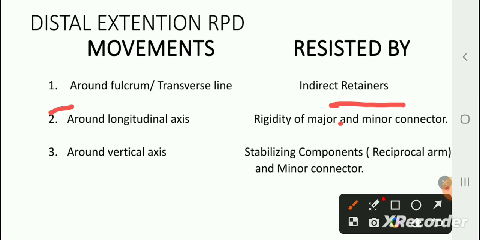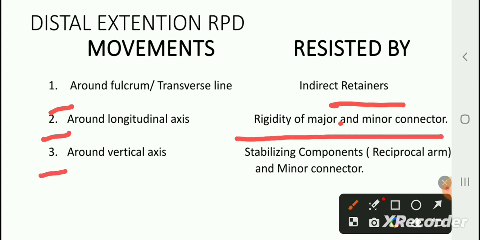And second is around the longitudinal axis. Rotation is in the frontal or coronal plane. Rotation around the longitudinal axis formed by the crest of the residual ridge, which is in the frontal or coronal plane. This type of movement is resisted by the rigidity of the major and the minor connector.